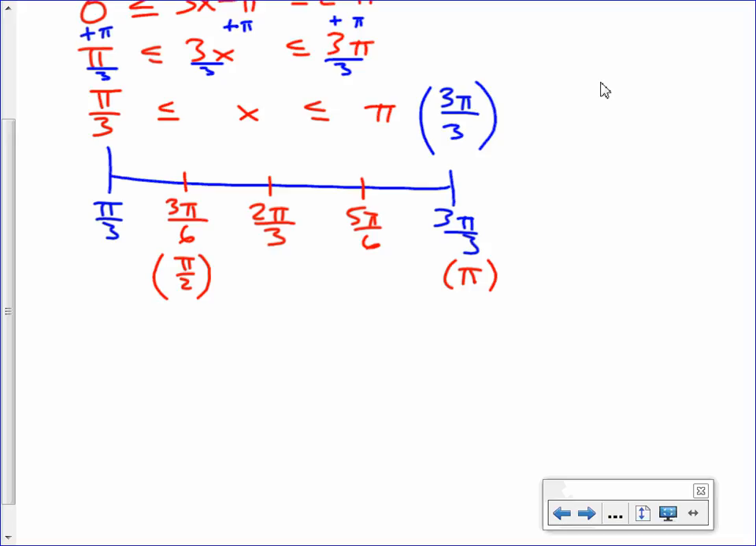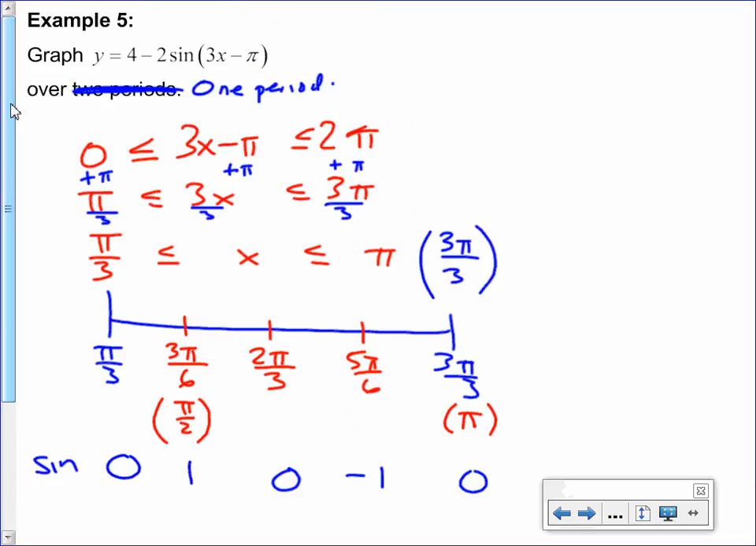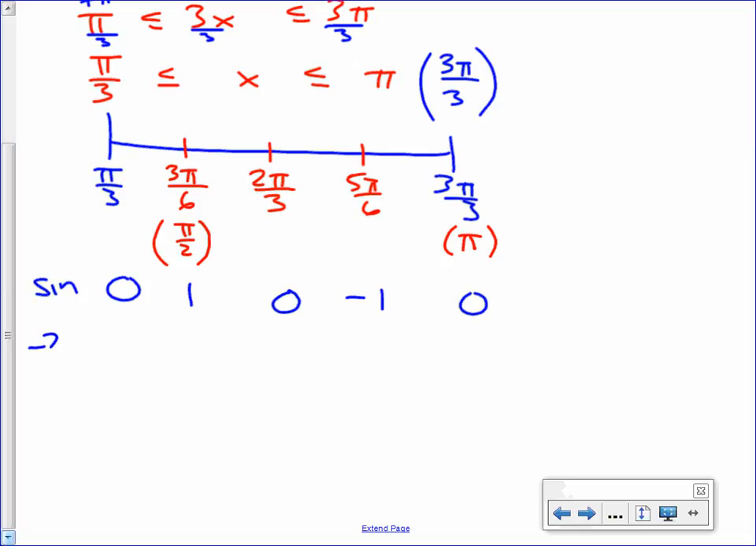Are we doing sine or cosine? We're doing sine. So sine is 0, 1, 0, negative 1, 0. Not just 2, it's a negative 2. Be careful. If it's a minus, remember you're multiplying by a negative 2 for everything. So you don't just multiply by 2. So 0, negative 2, 0, 2, and then 0.